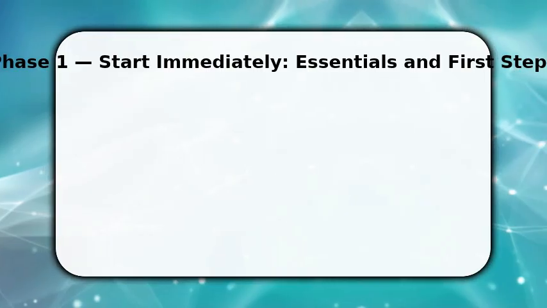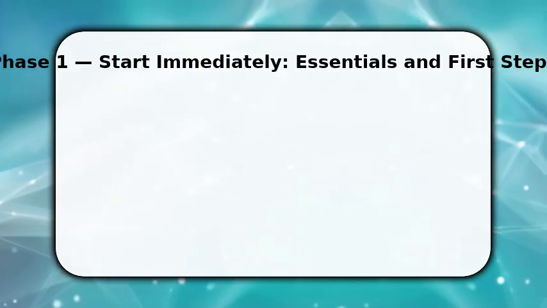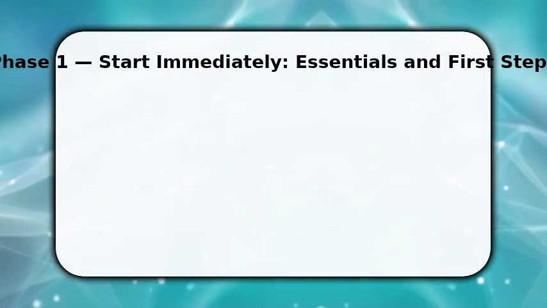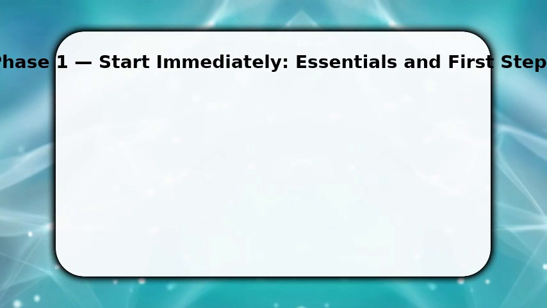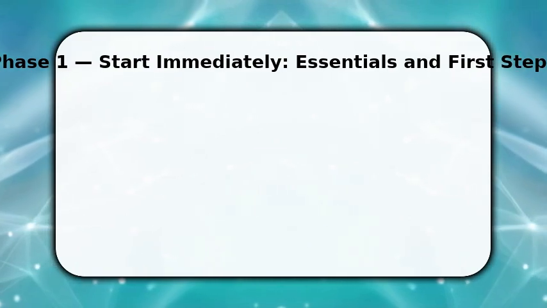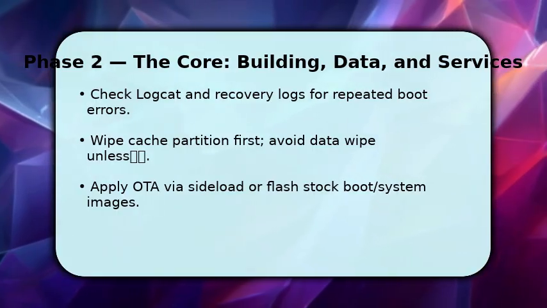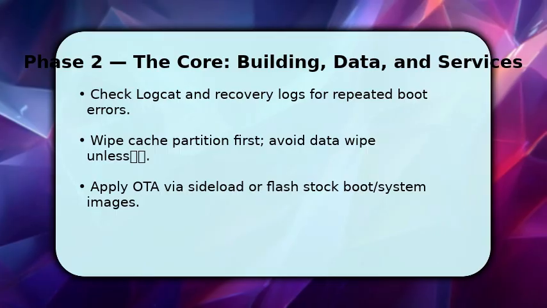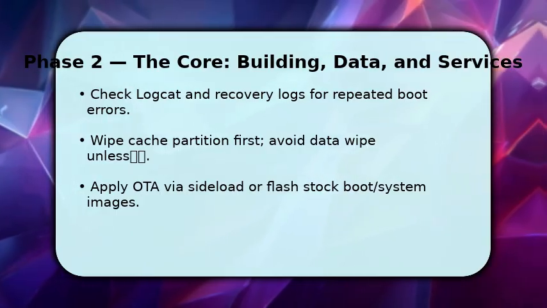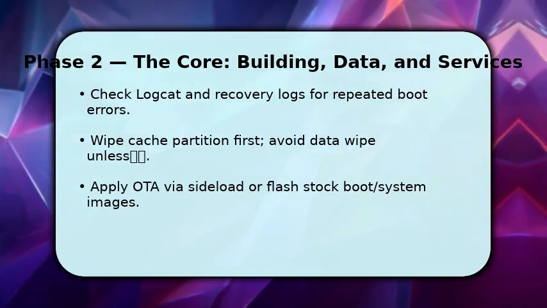Now, reboot into recovery or bootloader. Hold the device-specific key combo so you can inspect logs and choose the appropriate repair path. You'll now gather and act on diagnostic data. Pull Logcat via ADB and review recovery logs for repeated errors like corrupted system files or incompatible modules.